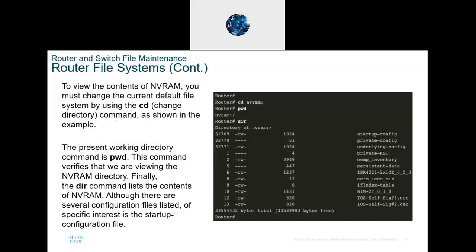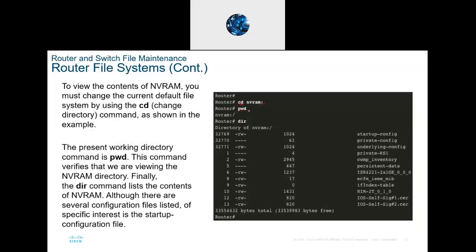You can also change directory from one place to another. Right now, we can use CD, which means change directory, to change to NVRAM and see what is in our NVRAM, all the files and folders that are in our NVRAM.